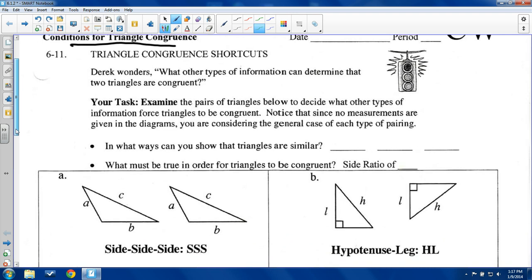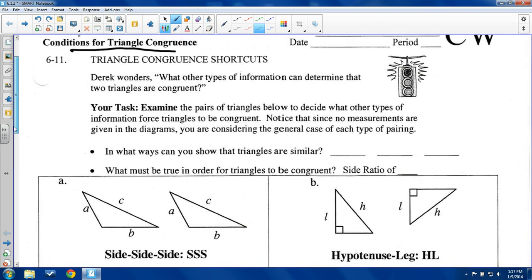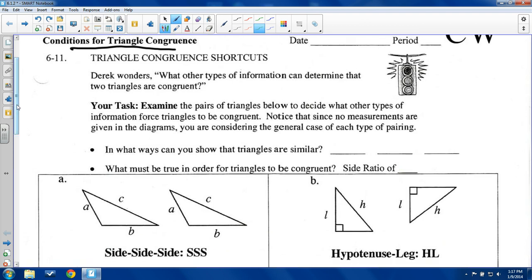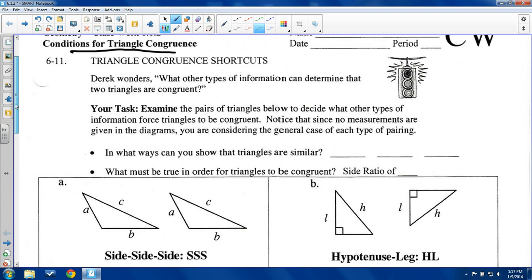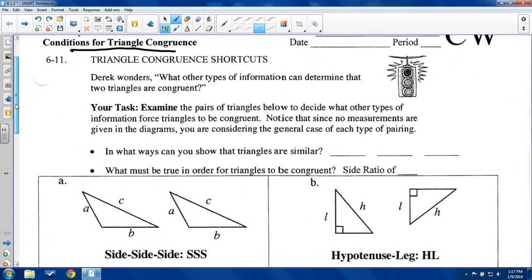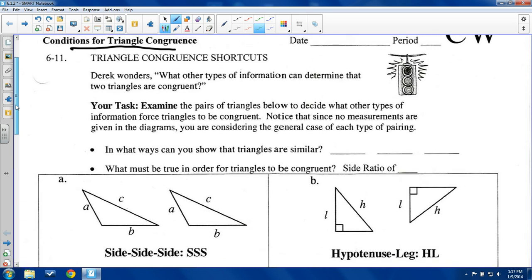Derek wonders what other types of information can determine that two triangles are congruent. Now, we kind of went over this stuff already, so I do apologize in that maybe I went out of order a little bit. I should have focused more on similarity, but I think this will help you go through it, and I don't have to describe as much anymore. But I will talk about why things end up being true and why other things don't.